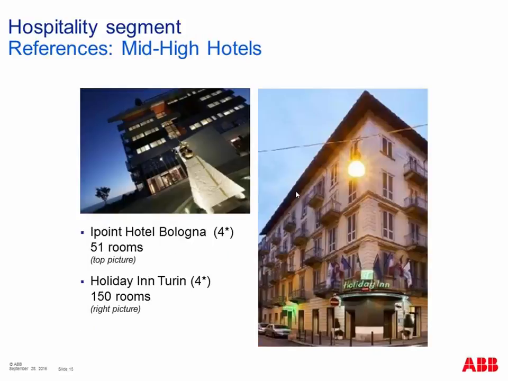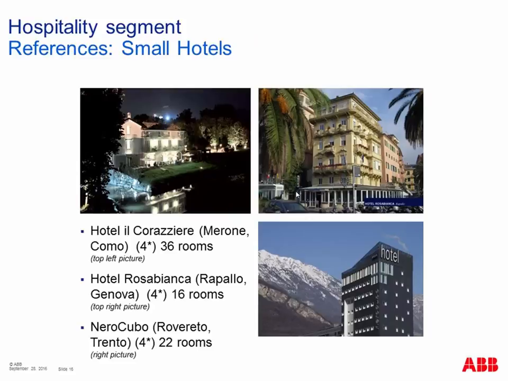Then we have also the segment of mid-high hotels. Here we have some examples from Italy, Bologna and Turin, but also other examples in Europe. So we are speaking about hotels with rooms from 50 to more than 100. And last, also the small hotels. Here we have some examples again in Italy with small hotels from 10 to 30 rooms. But theoretically speaking, we have many applications here in Italy with also small bed and breakfasts of 5, 6, 7 rooms.